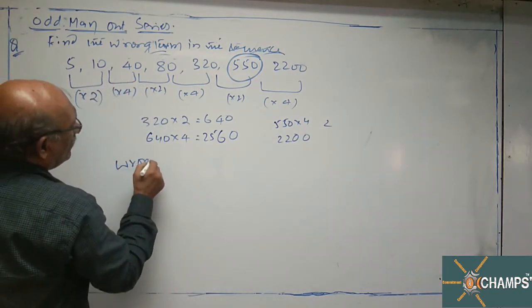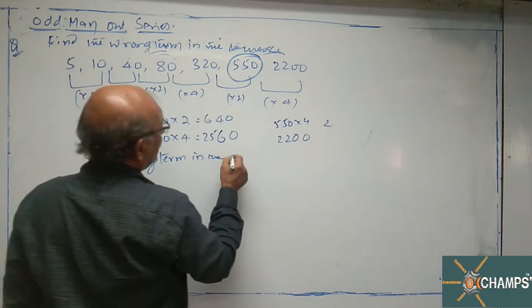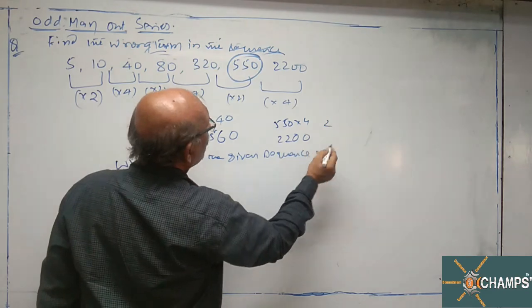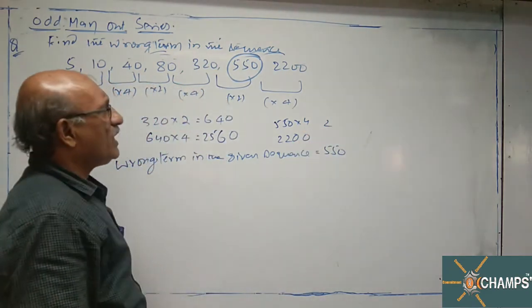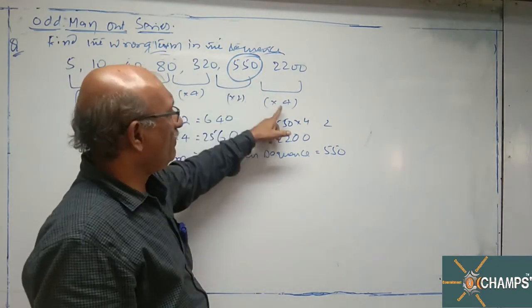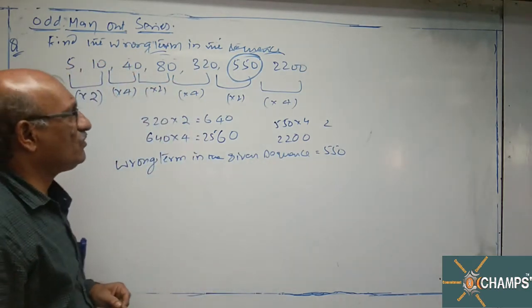Therefore, the wrong term in the given sequence is 550. When I change 550, definitely the next number will also change. But with 550 into 4, you are getting 2200. So the wrong term in the given sequence is 550.